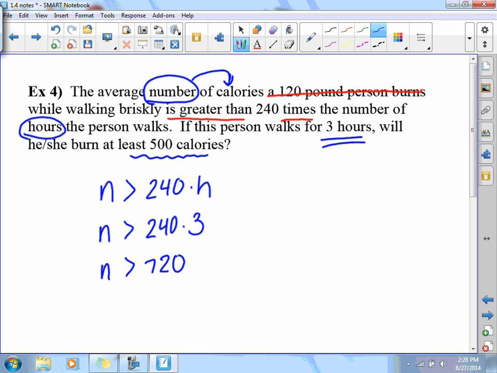So if a person walks for 3 hours, they're going to burn more than 720 calories. Here they asked, will they be able to burn 500 calories? Well, yeah. If they're walking for 3 hours and they're burning 720 calories, then that's greater than 500 calories. So yes, they will be able to burn more than 500 calories.